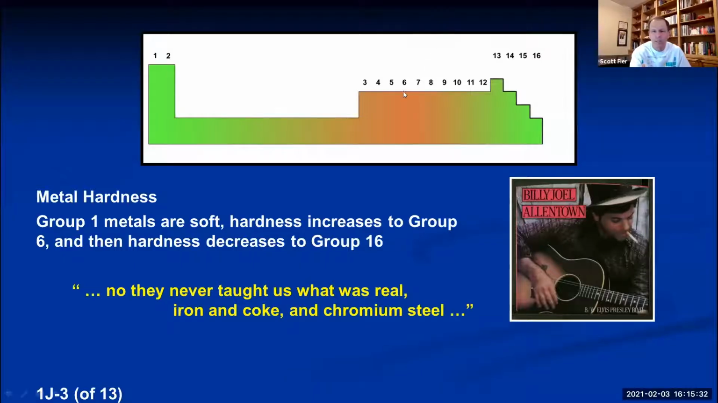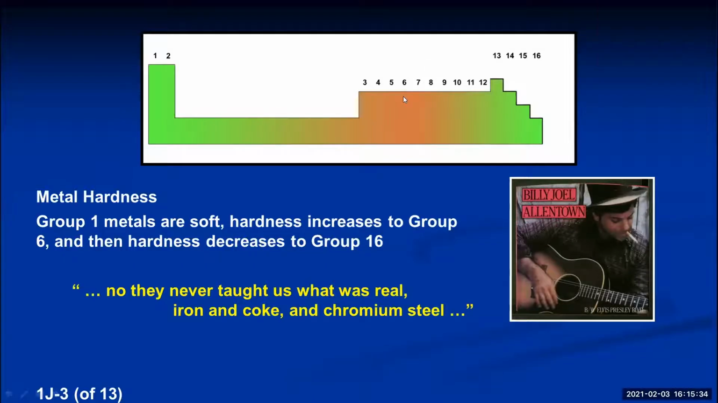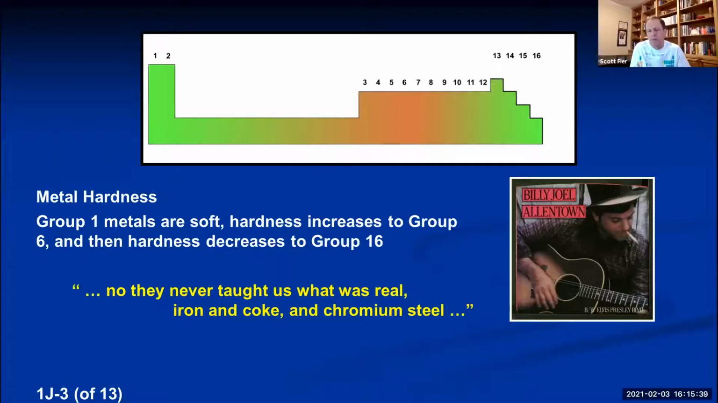What's in column 6 right here? What's the element right there? Chromium. If you mix chromium with iron, you will get a harder form of steel. Chromium is one of the hard metallic elements. It's right in that perfect column, if that makes sense.